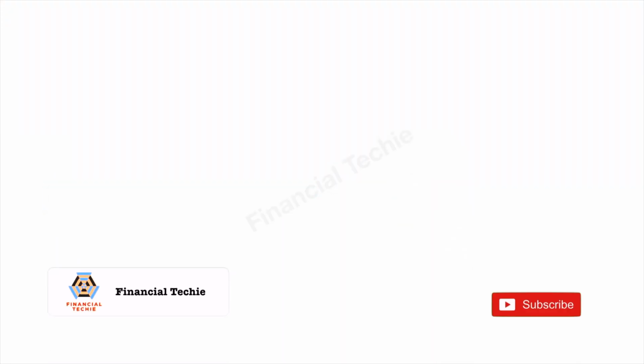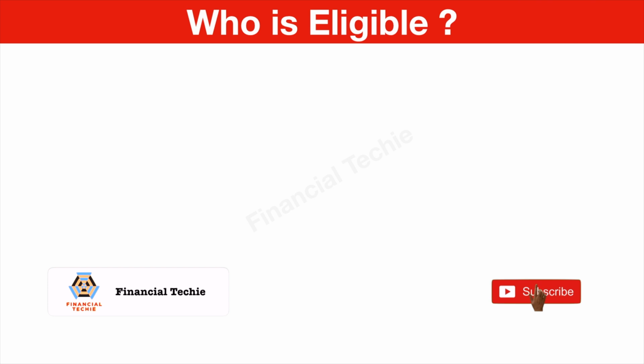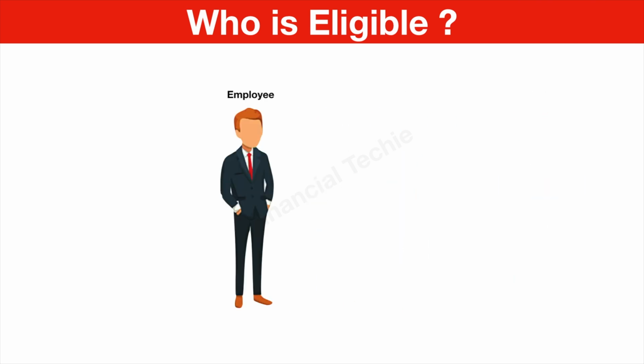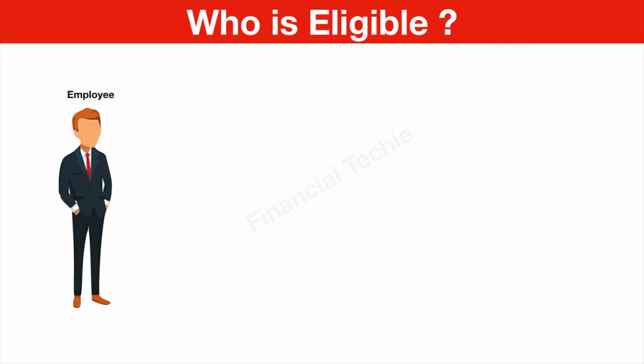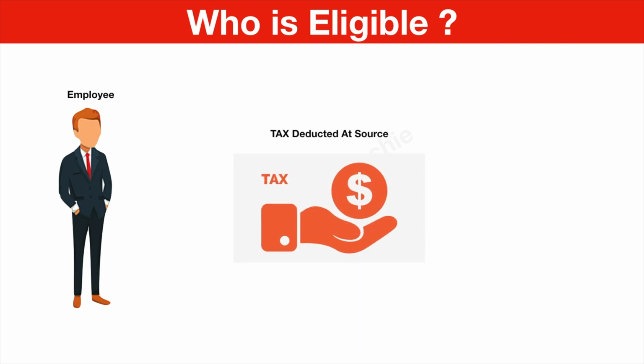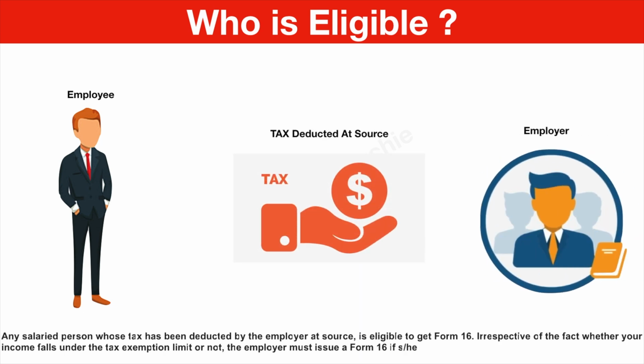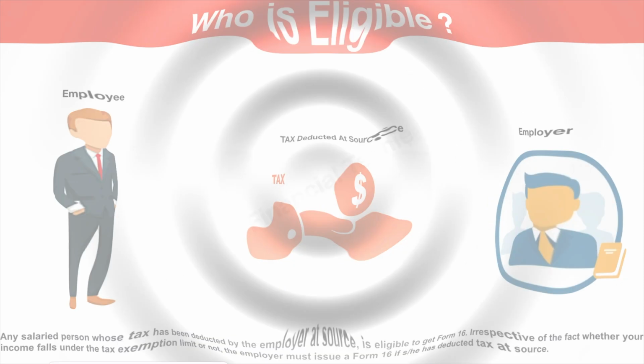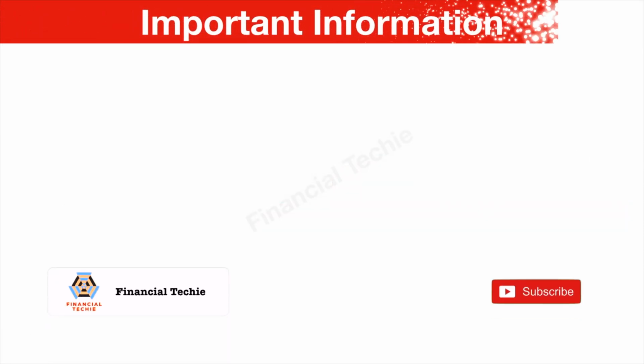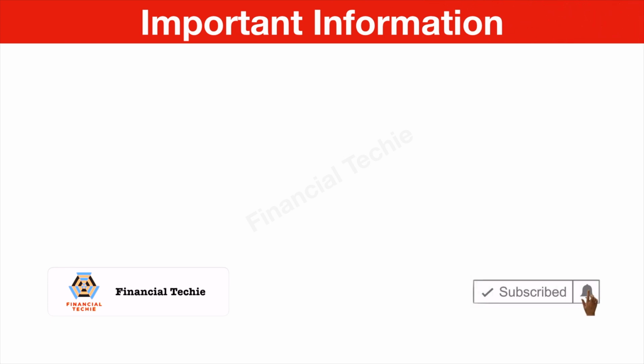Now let us understand who is eligible to get Form 16. Any salaried individual whose tax has been deducted at source by the employer is eligible to get Form 16. An important point to note is that irrespective of whether your salary falls under the exemption limit or not, the employer is supposed to provide you Form 16 in case they have deducted tax at source. In the next section, we will understand some important information about Form 16.